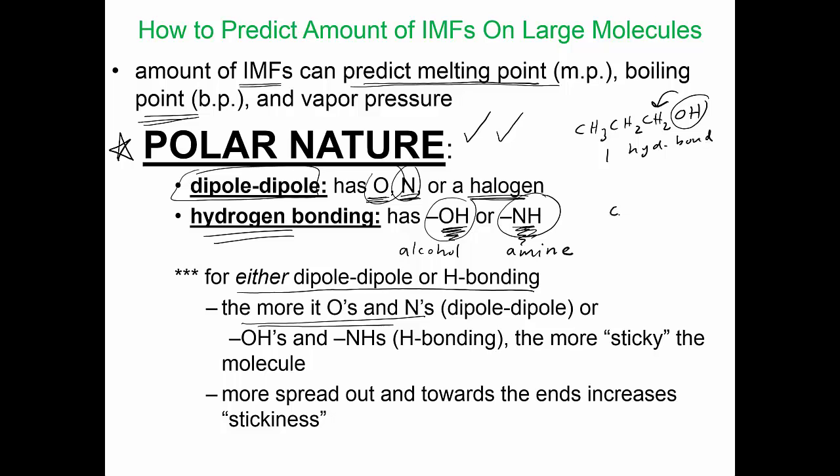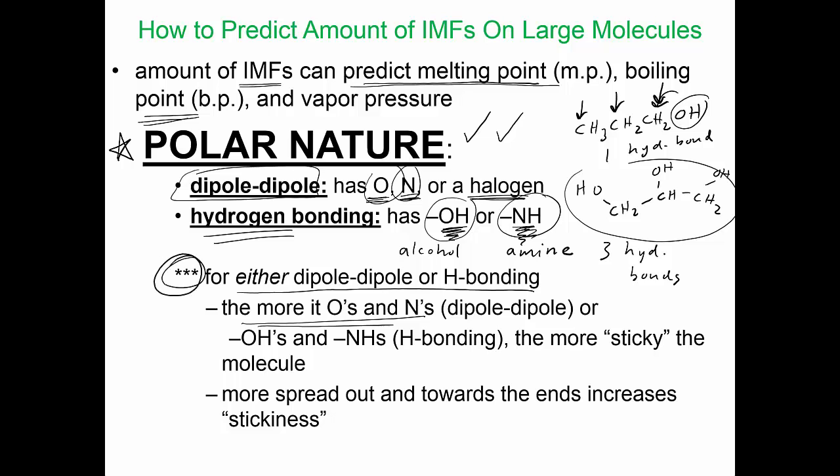What if you had a CH2 and this had an OH, this had an OH, and this had an OH? Okay, this has an OH, and on the last CH, this one has an OH. For every one molecule, this can do three hydrogen bonds. So that's what this asterisk is saying. So if it has more O's and N's or more OH's and NH's, it's even better at doing intermolecular forces.